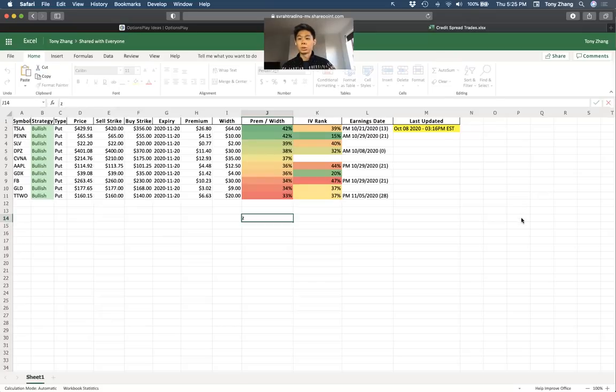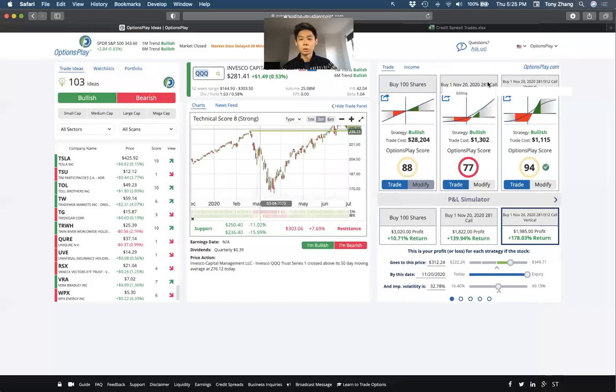Is it possible to enter your own stock into the credit spread data spreadsheet? No. But there's really no need to, because that's what the OptionsPlay tool is for. You can enter it into OptionsPlay and look at it there.